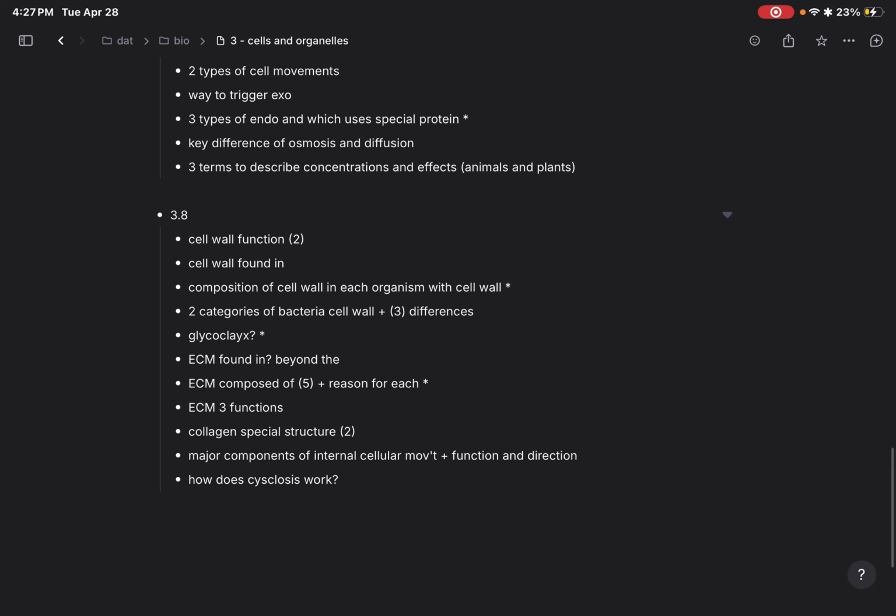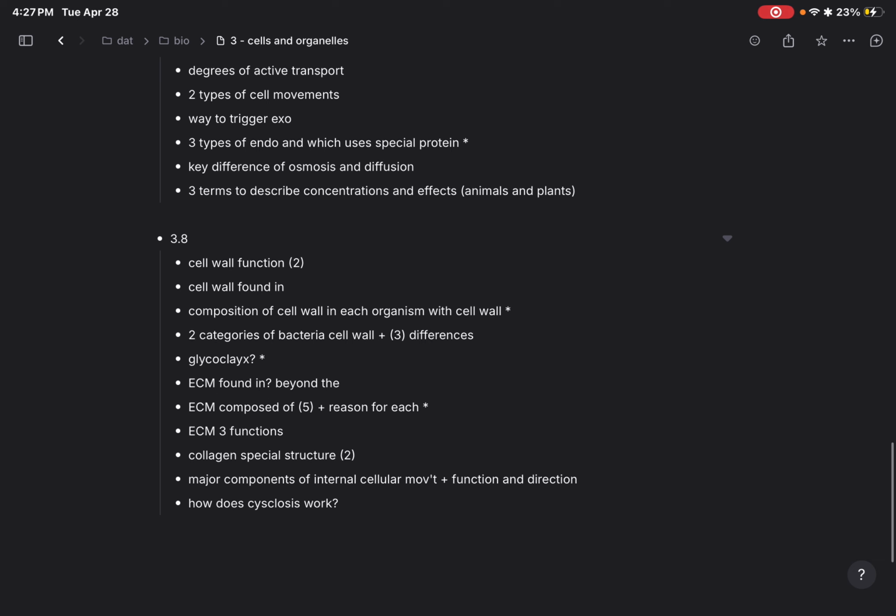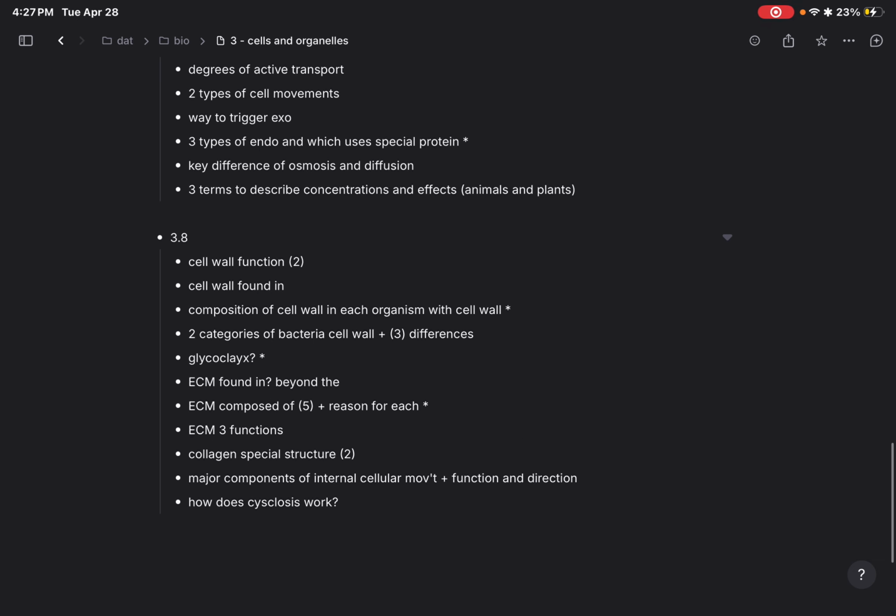So animal cells want to be in isotonic solutions because they don't want to explode, and plants want to be in hypotonic solutions because they want to have turgor pressure.